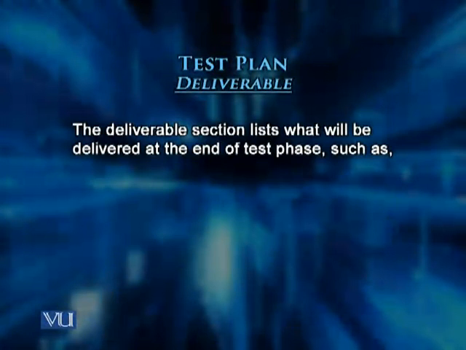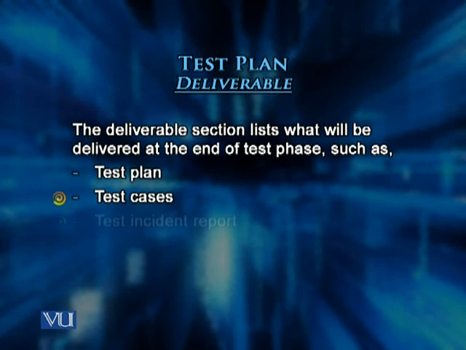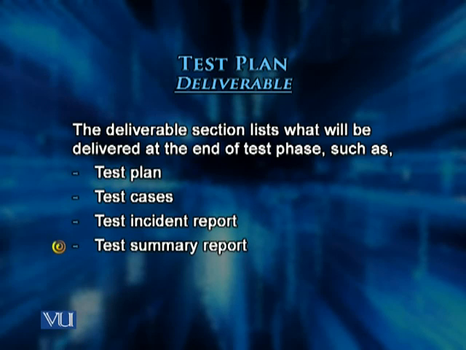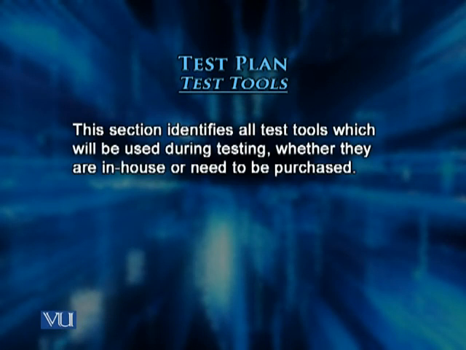Then you have deliverables. The deliverable section lists what will be delivered at the end of the test phase. This includes the test plan, test cases, test incident report, and test summary report. Then we have test tools as another important section of the test plan. This section identifies all test tools that will be used during software testing, whether they are developed in-house or need to be purchased from the market.